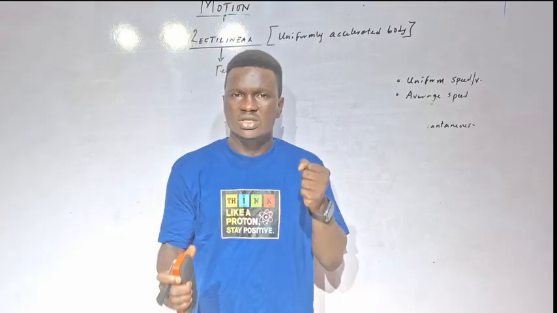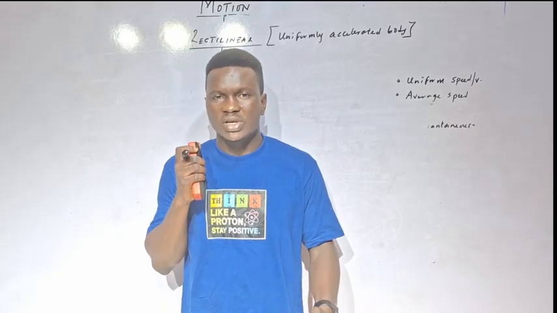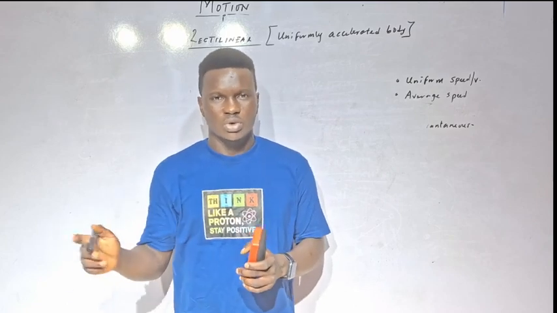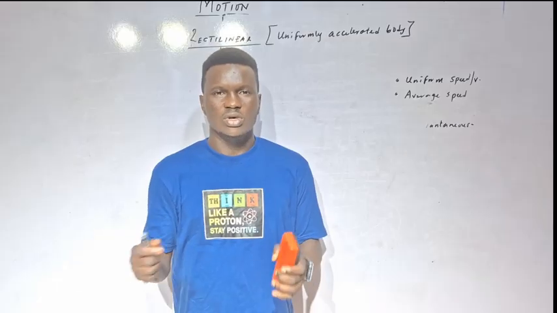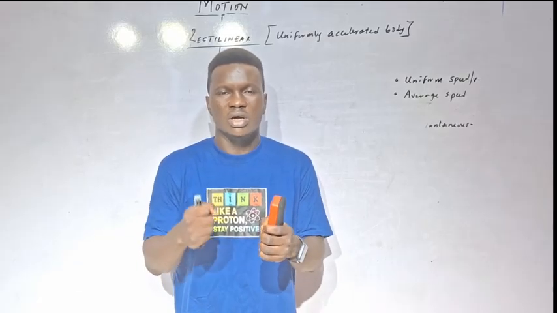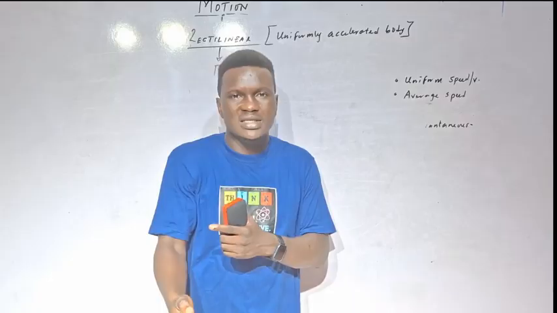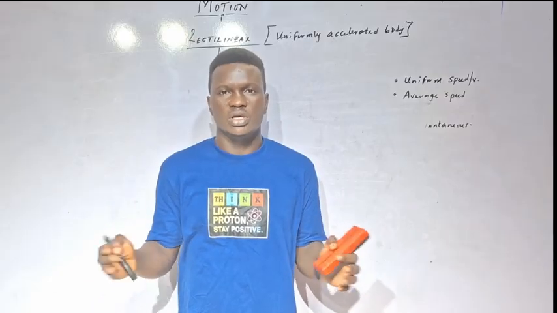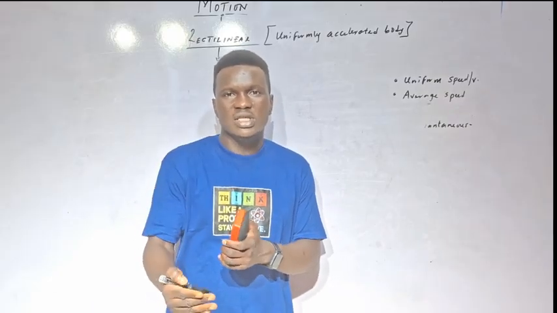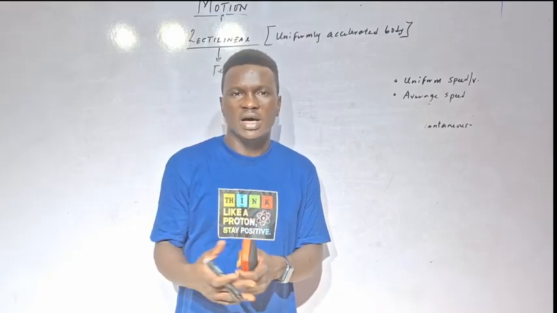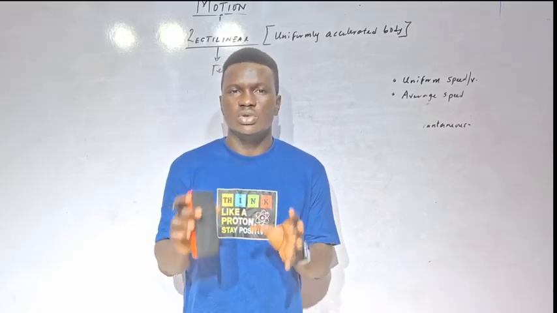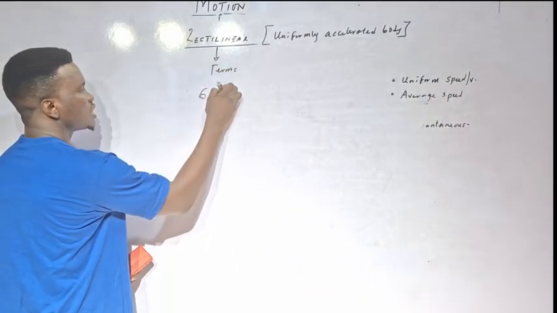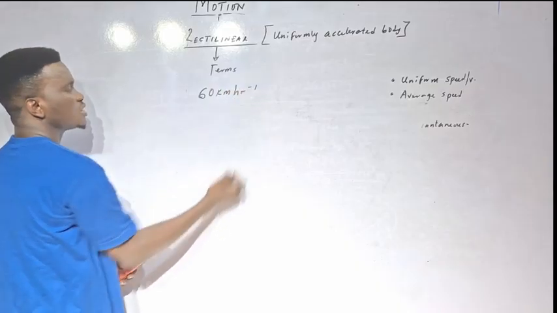Now, if you did not change your speed, you are still moving at 60 kilometers per hour, then that means in another 1 hour, you will still cover 60 kilometers. So a uniform speed is talking about how you are covering equal distance in equal time interval. That is uniform speed. So a body covering equal distance in equal time interval is exhibiting what we call a uniform speed.